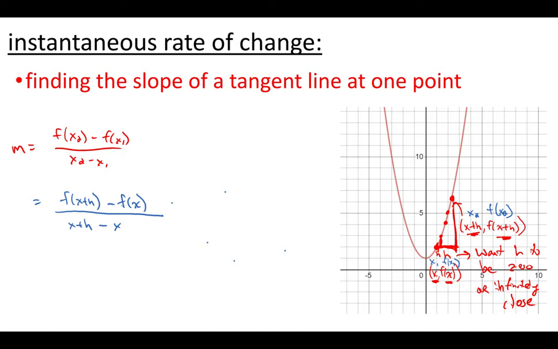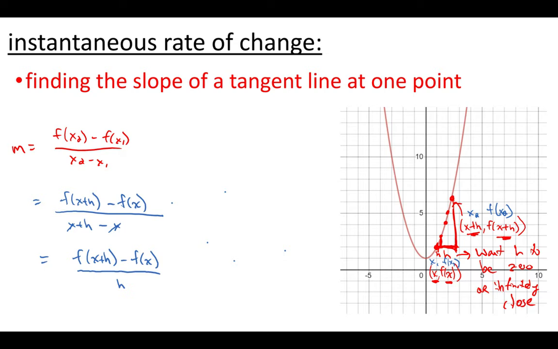And if we just simplify this a bit, the top we can't really do anything with. It's f of x plus h. We can't combine that in any way. But the bottom, we've got an x and a minus x, you can see. Those actually cancel out. So we're left with just h on the bottom. So this is a formula for essentially the slope of our tangent line.